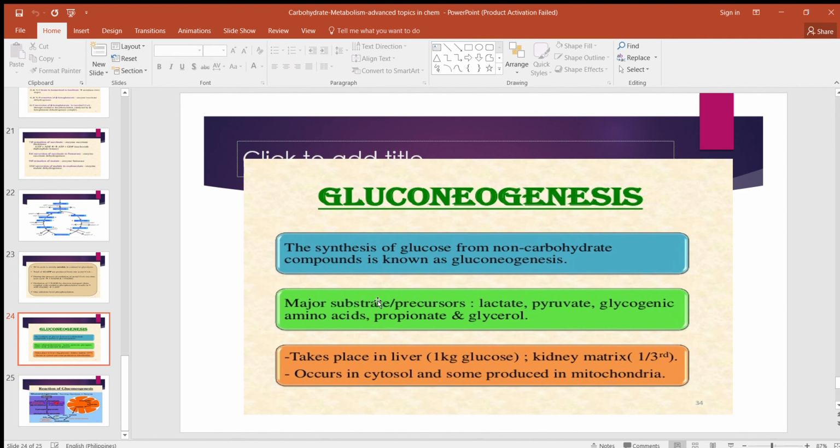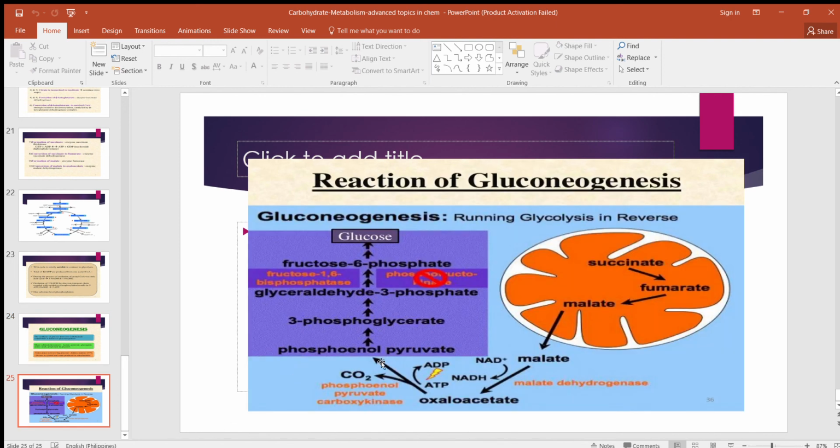This is a major substrate, precursors, lactate, pyruvate, glycogenic amino acid, and propionate and glycerol. Takes place in liver and kidney matrix, occurs in cytosol, and some produced in the mitochondria. Okay. So, yan po yung process ng gluconeogenesis. Okay. So, ito po yung reaction of gluconeogenesis. So, makakaproduce tayo ng energy from non-carbohydrate material.